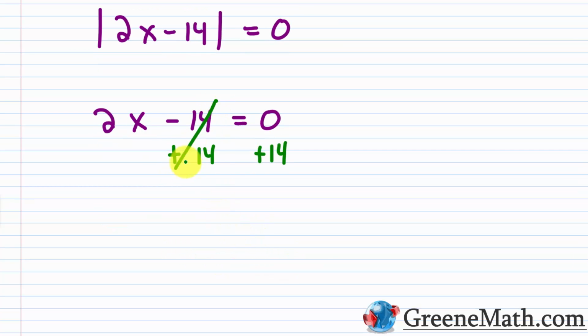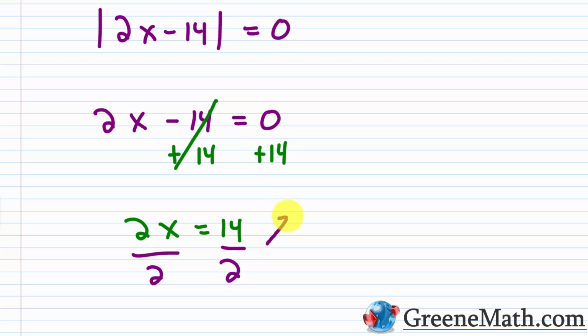And of course, this is going to cancel. We'll have 2x is equal to 14. Then we're going to divide both sides by 2. And I'm going to get that x is just equal to 7. So just one solution here, x equals 7.